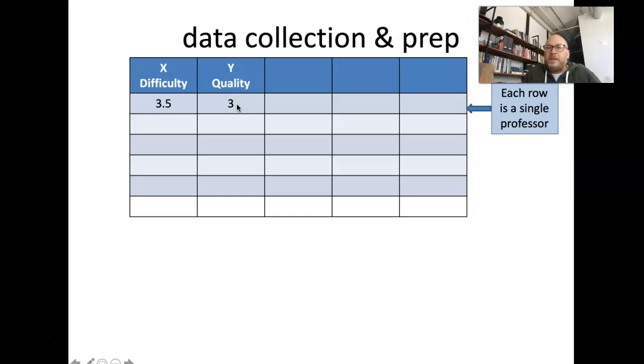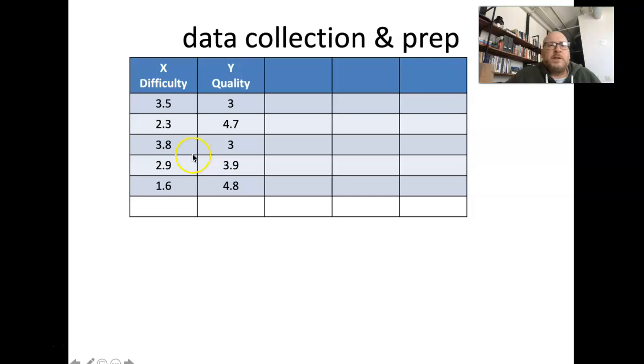It's important when you set up this data that you keep each row dedicated to a single professor, because those two numbers have to go together. We're trying to see if these things will both increase at the same time or if they move in opposite directions, so we need them tied together. What I'm going to do is gather data from 5 people that I'm choosing using a method that tries to randomize things.